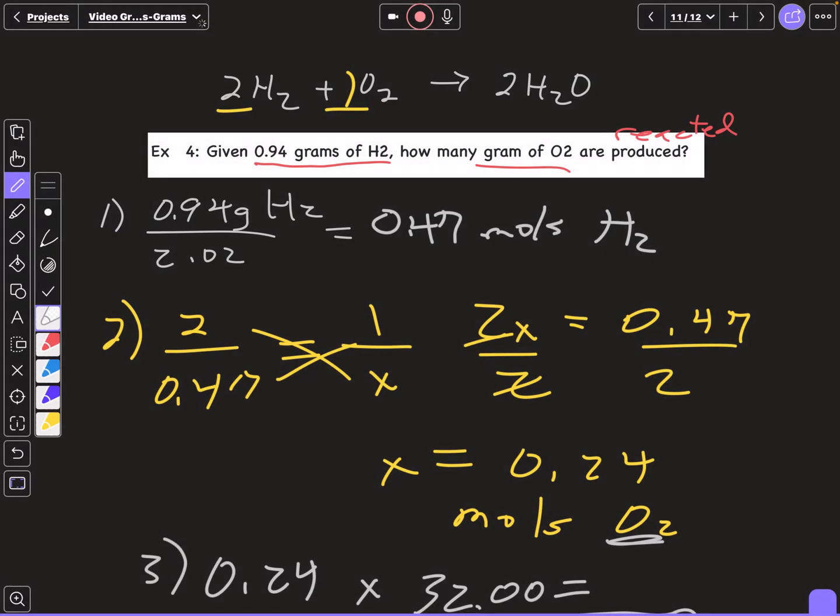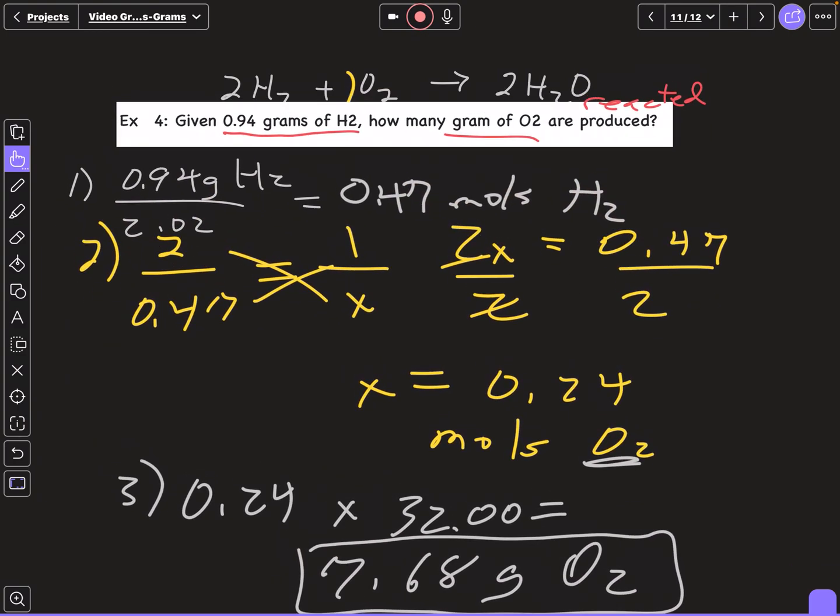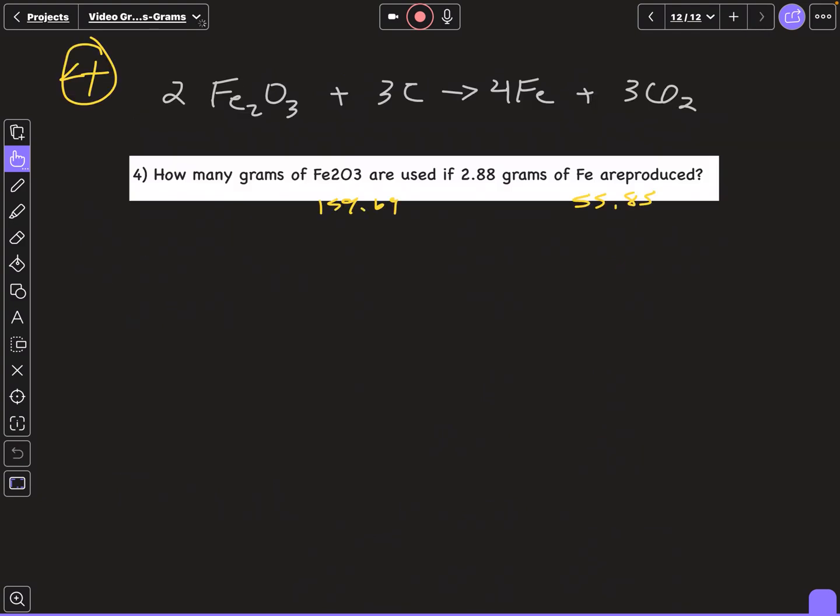Now we're going to look at one more problem. If you look at number 4 on the practice problems, if you turn to that one, I'm going to work this one. This one has a different equation. And then I'll leave you alone to work the practice problems. So it's asking me how many grams of Fe2O3 are used if 2.88 grams of Fe are produced. So that's what I'm given in the problem.